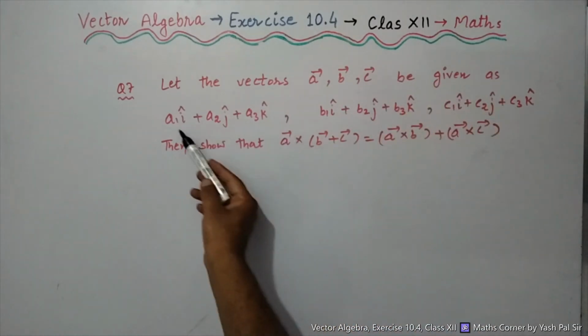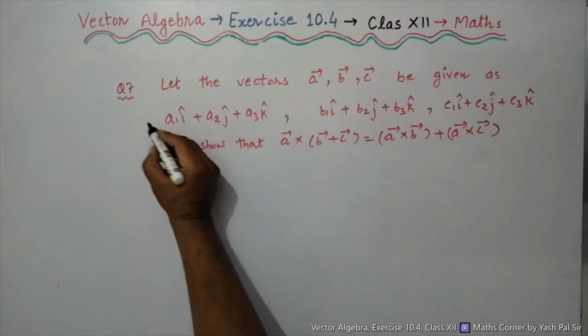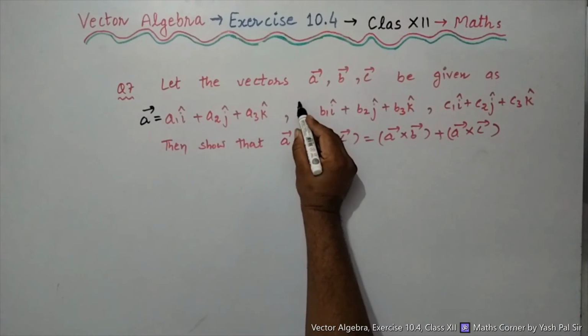Question number 7. Let the vectors A, B, C be given as a1i plus a2j plus a3k. This is vector A.